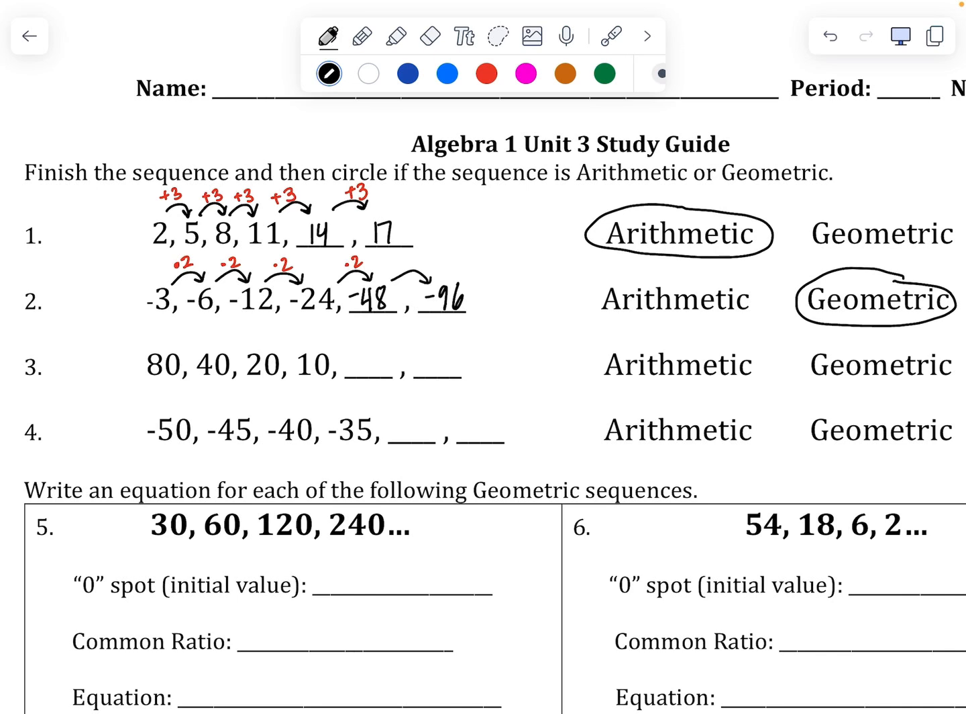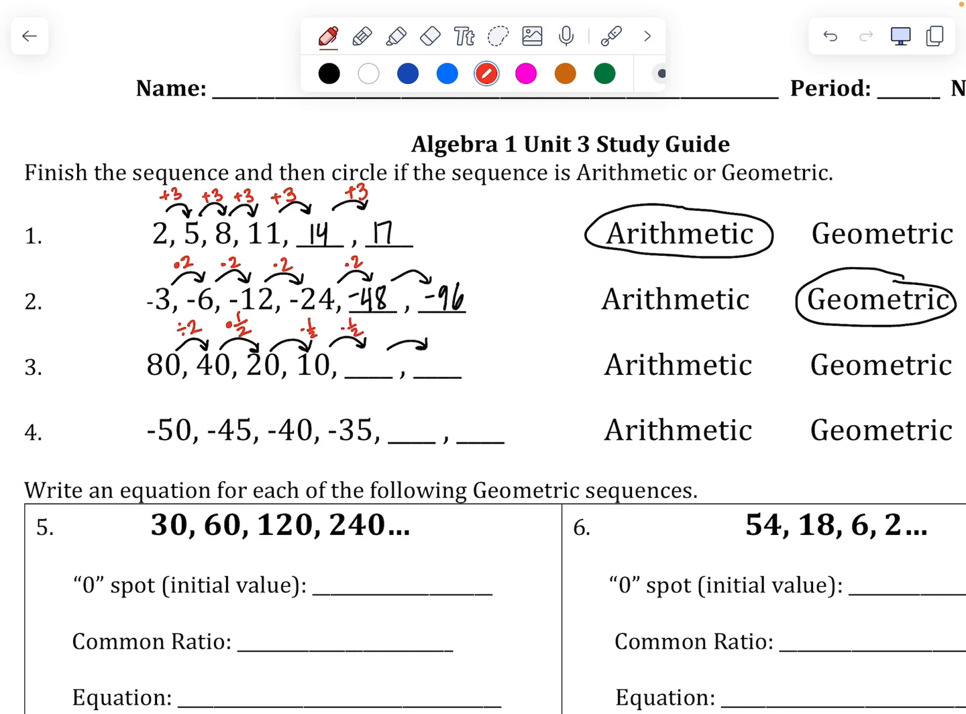Number 3. Anybody want to give that a shot? Tell me what the pattern is first. Kate, do you mind telling me? Definitely, numbers are going down. All right, let's check. Divide by 2. 80 divided by 2, or half of 80, is 40. Good. Another way to express that is multiplying by 1/2, right? So 40 times a half, or half of 40, is equal to 20. Half of 20 is equal to 10.